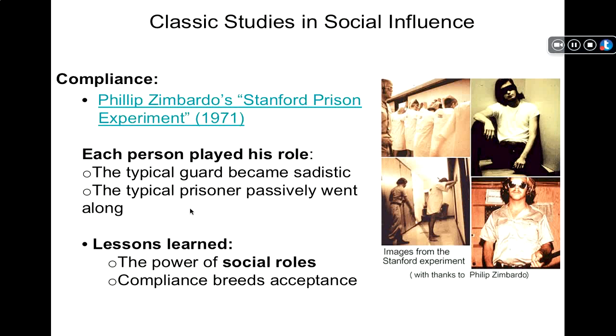So what did we learn from Zimbardo's Stanford prison experiment? That people will adopt roles and live up to the expectations rather readily, even if they involve behaving in a way that's abhorrent, as in the case of the guards, or passively accepting one's fate, as in the case of the prisoners, and that compliance breeds acceptance.